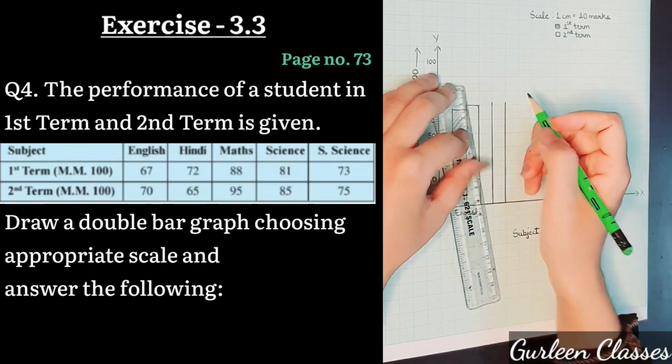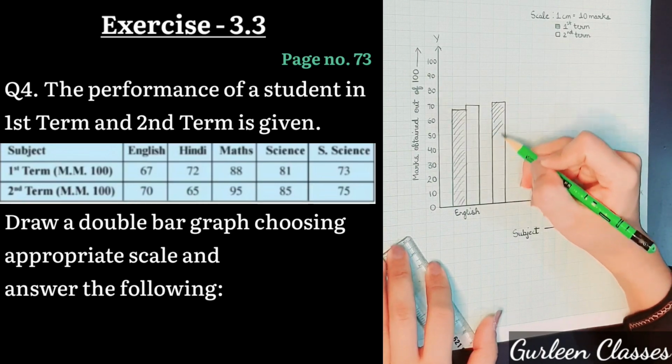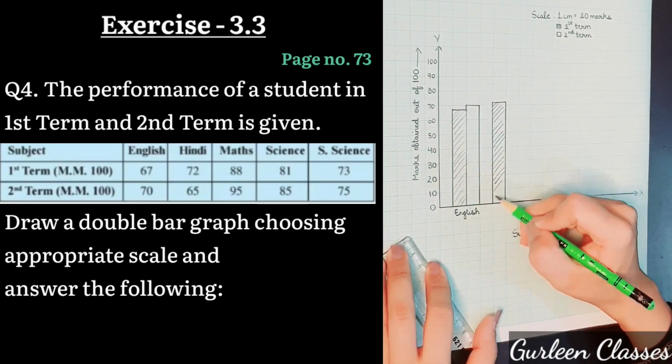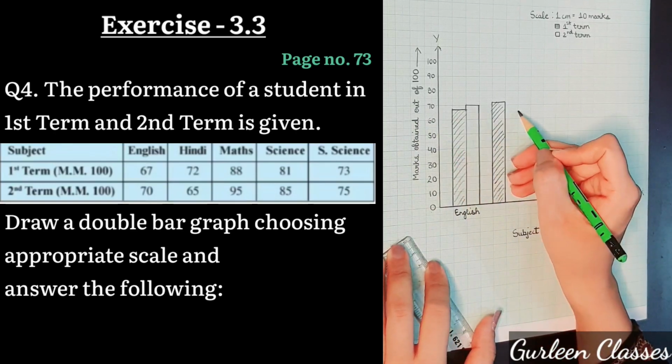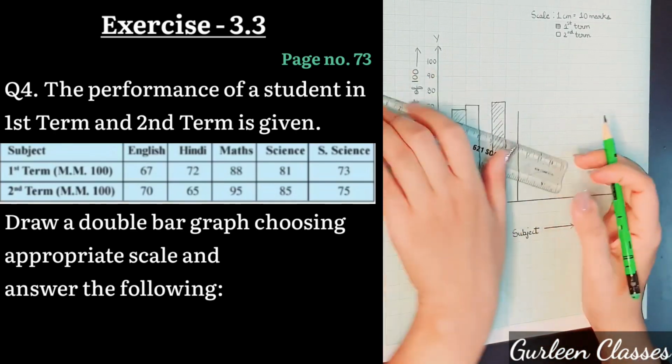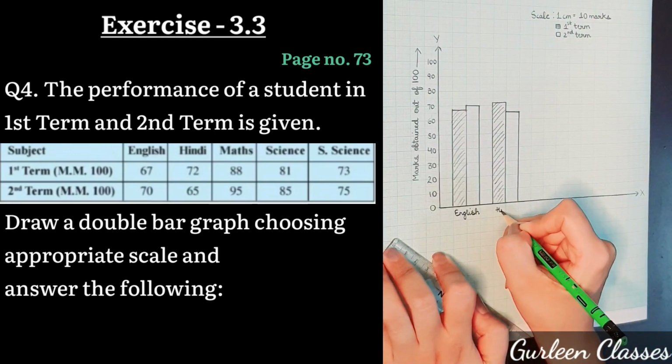So now after drawing the first bar, let us shade. And the second bar marks are 65. 65 is just in the middle of 60 and 70. Draw a straight line and now write the subject below, that is Hindi.